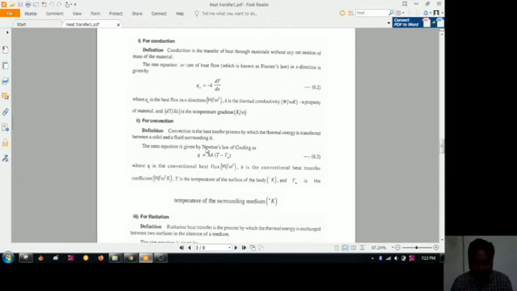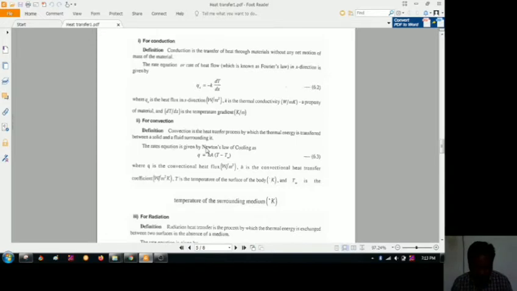Now convection, one more mode of heat transfer. Convection is the heat transfer process by which thermal energy is transferred between a solid and a fluid surrounding it. As I mentioned, in convection, advection is also there, but that is the next detailed topic, so we'll stick to convection only.